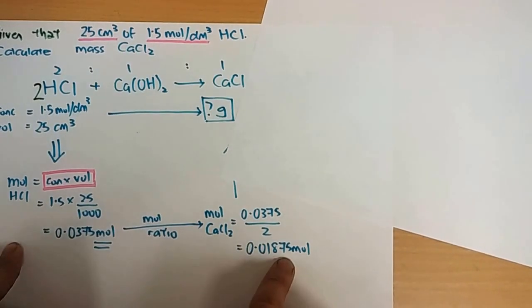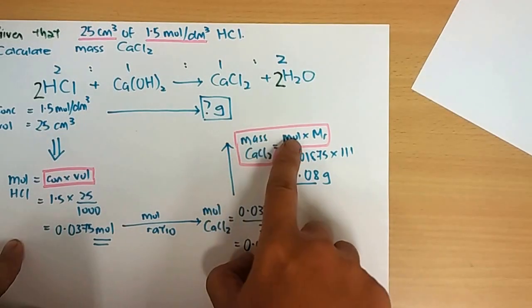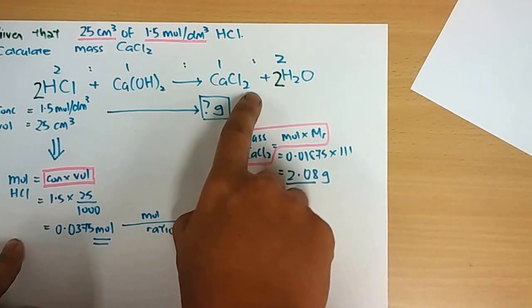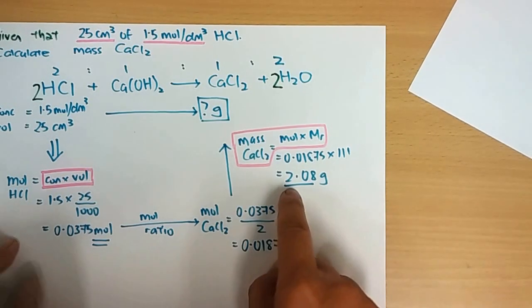Once you have the mole, you should be able to calculate the gram, and it's simply mole times MR, the molecular mass of 1 unit. So add everything up, you get 111, and this is your answer.